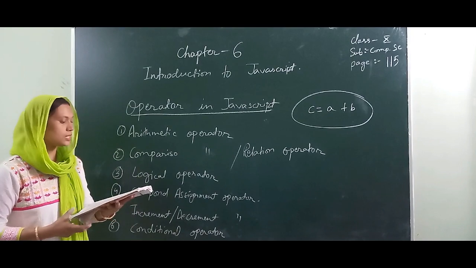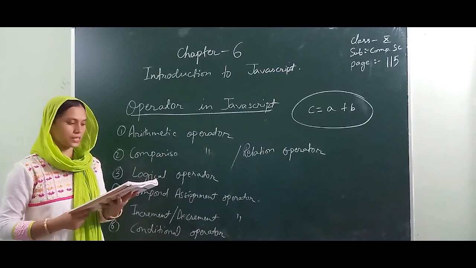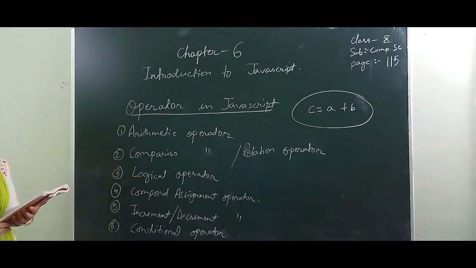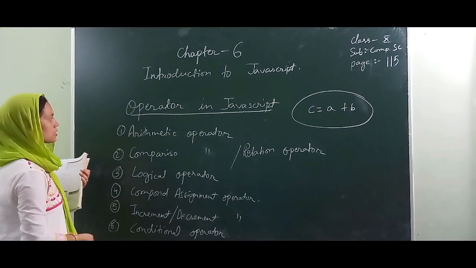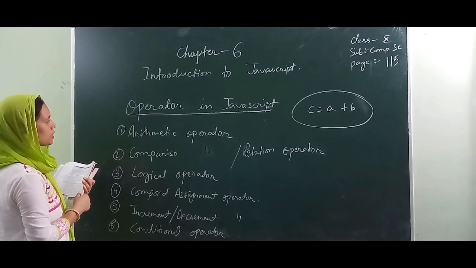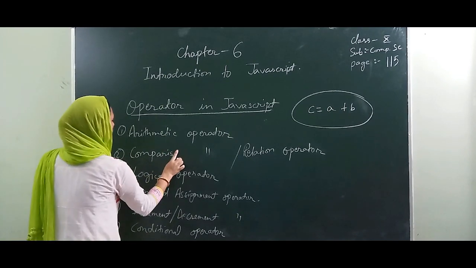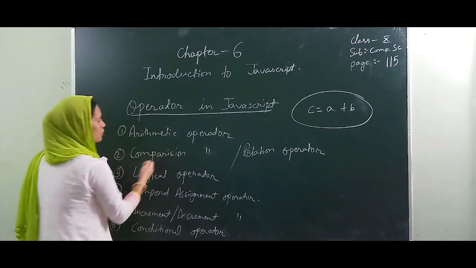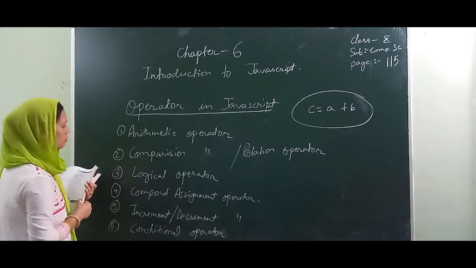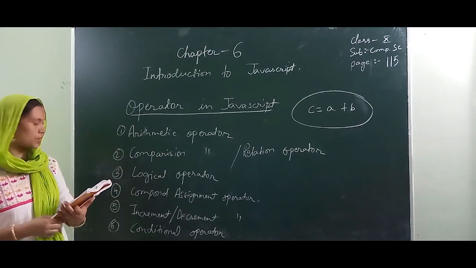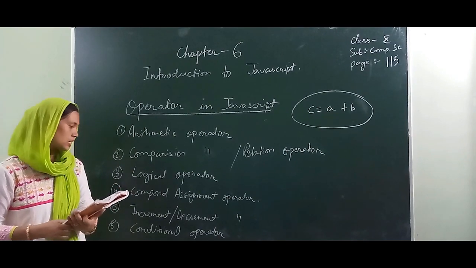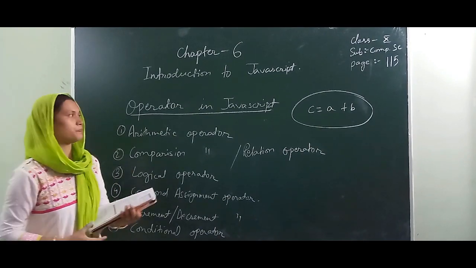Next, let's learn operators in JavaScript. Page number 115. We have 6 different types of operators in JavaScript. Number 1, arithmetic operators. Number 2, comparison operators, or we call them relational operators. Number 3, logical operators. Number 4, compound assignment operators. Number 5, increment or decrement operators. And the last, conditional operators.